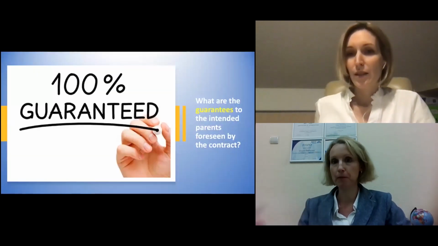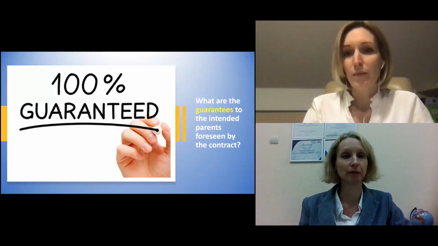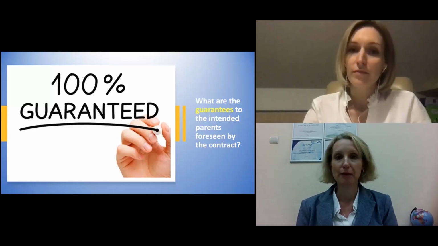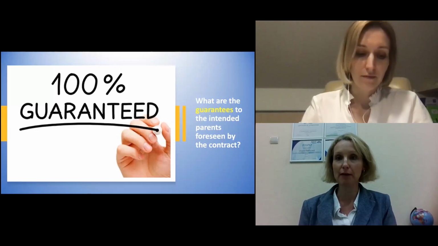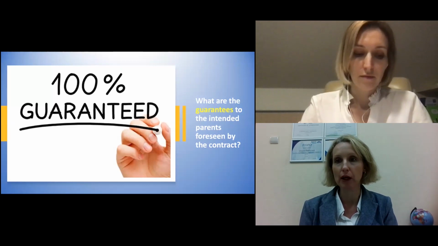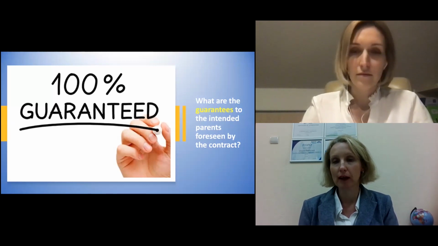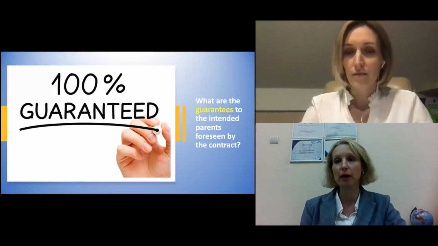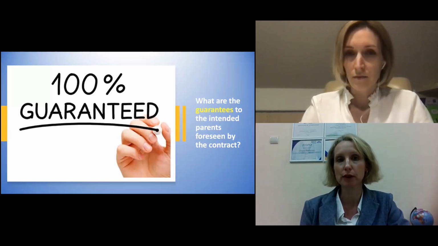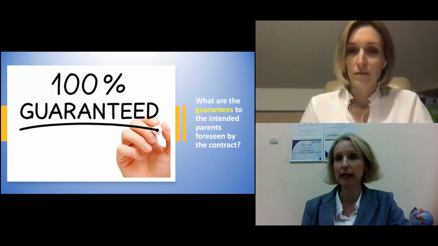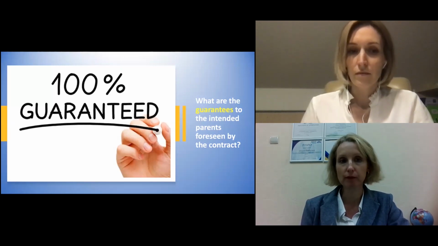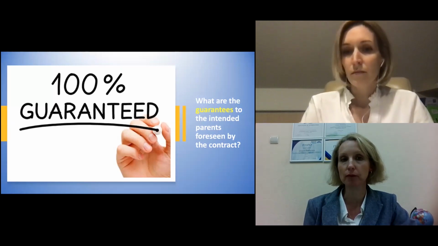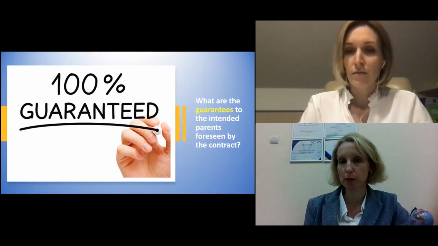What are the guarantees of intended parents foreseen by the contract? This guarantee is namely not in the contract itself. It comes from the Family Code of Ukraine, which says that if the embryo conceived by the couple is transferred into the body of another woman, the couple of intended parents are legal parents of the baby. And it means that the surrogate mother cannot have any rights over the baby which will be born.